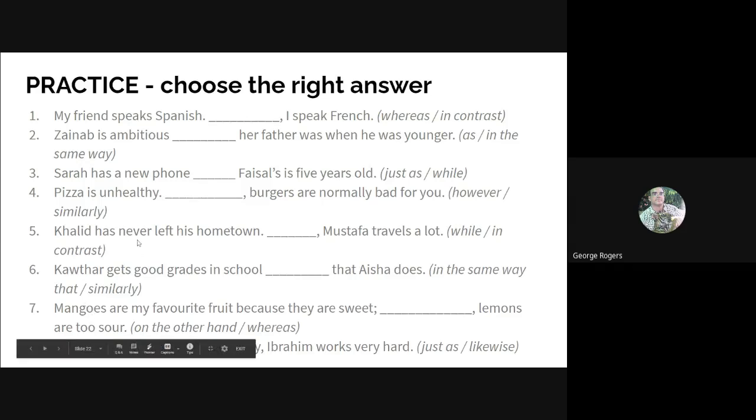Mangoes are my favorite fruit because they are sweet. Semicolon. So this is a transition. We're looking for a transition. That may help you eliminate one of the answers. Lemons are too sour. Okay. Number 8, blank, Hussein is always busy. Ibrahim works very hard. So we got one sentence. We don't have a semicolon, so we're looking for a subordinator. And that may help you. Now let's look at the answers.